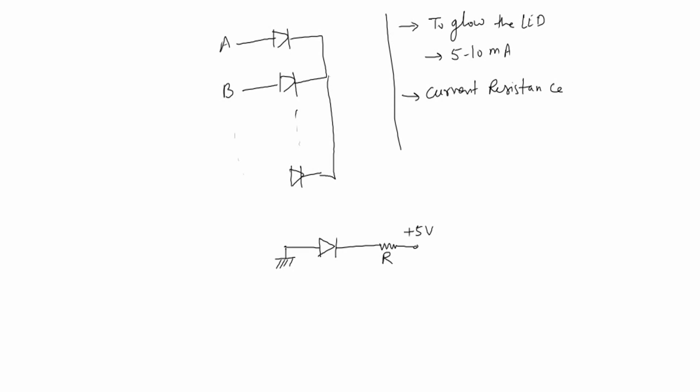So this is the current limiting resistance, right? And there is a drop when the diode is conducting. There is a drop across this diode that is approximately 1.2 volt, right? So I can calculate the value of resistance. That is nothing but 5 volt minus 1.2 upon 5 milliampere current I want to pass. So that I can calculate the value of this resistance, right?